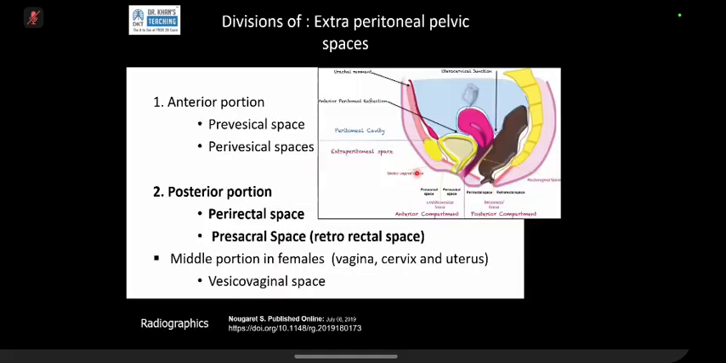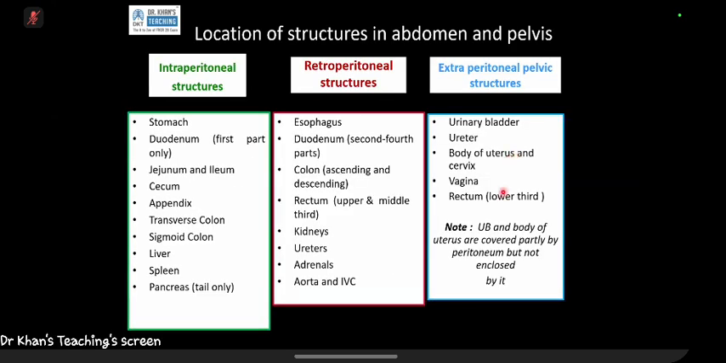Now, if you see here, this is the uterus. This light blue cavity is the peritoneal cavity. This rectum, this uterus, this bladder, this vagina, all of these are sitting in the extraperitoneal pelvic spaces. Now, if you go back to the basics, the urinary bladder is in the extraperitoneal pelvic space, along with the distal ureter, body of uterus, vagina, rectum.